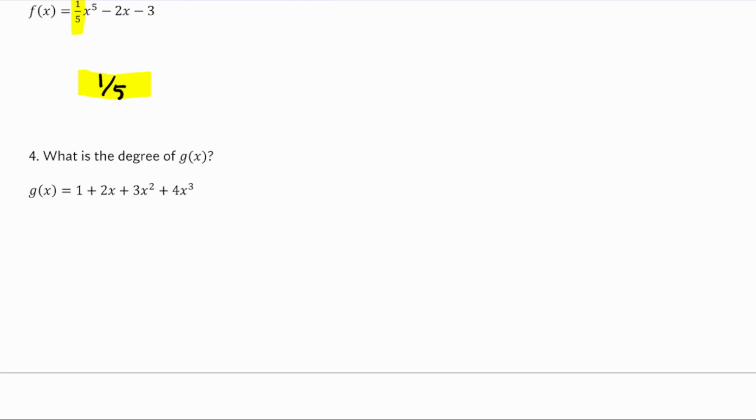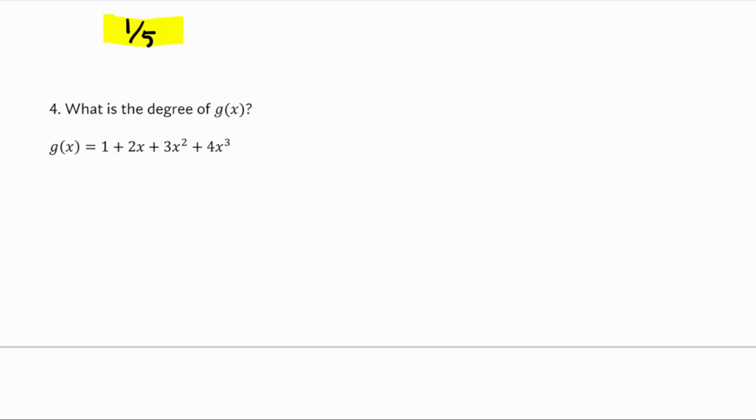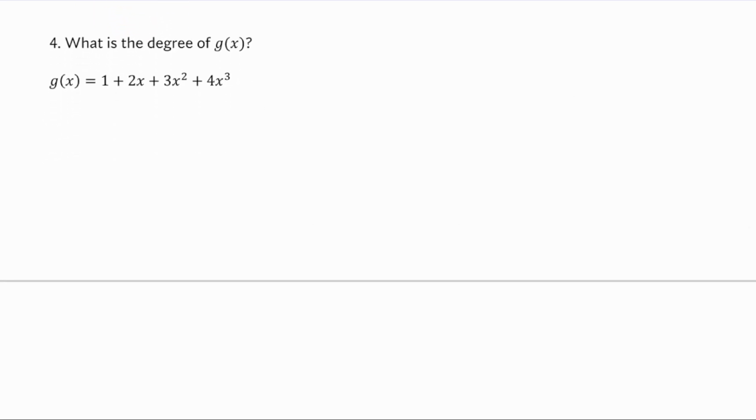Okay, and then the degree of a polynomial is that highest power itself. So this is not like a degree 0 because there's no x attached to that 1. It's the first thing I see. It's degree 3 because 3 is the largest exponent.